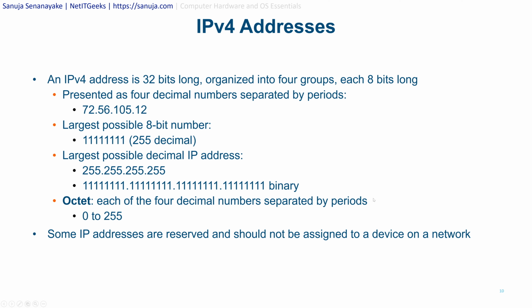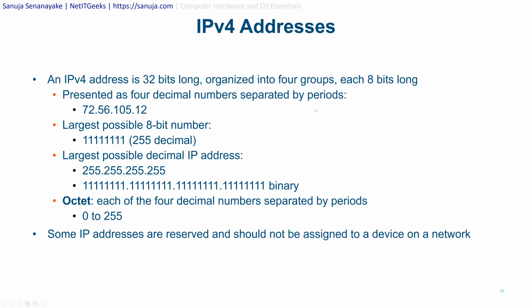And in decimal format, it is represented with dots separating each octet. So for example, 72.56.105.12, right? And then the largest possible 8-bit number in this format is 255 in decimal format. The reason for that is, if you look at these 8 bits, so we have 1, 2, 3, 4, 5, 6, 7, 8.